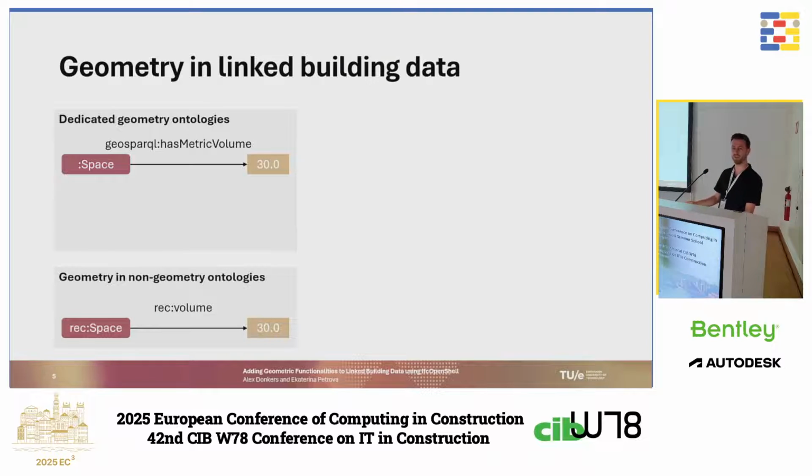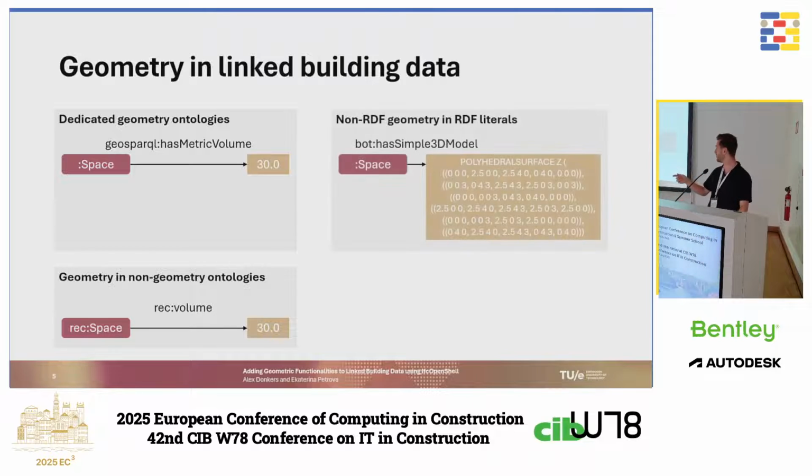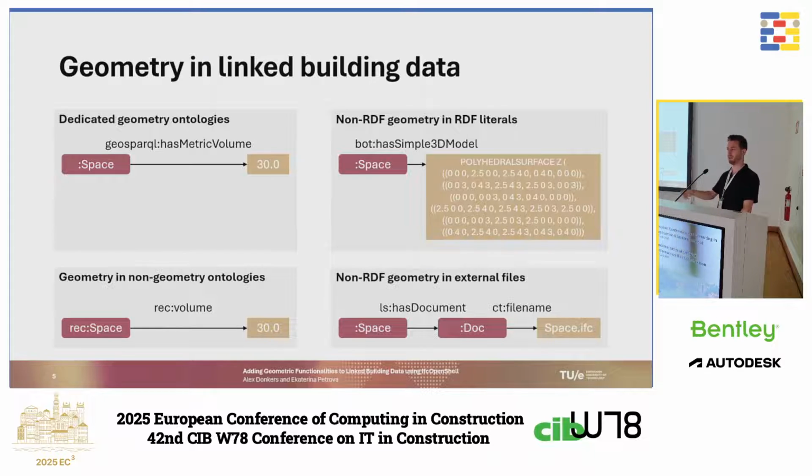One is non-geometry ontologies that also have geometrical concepts. For example, real estate core is not per se geometrical, but they have this volume thing. We can put non-RDF geometry, such as in this case well-known text, in RDF literals. And we can, in the RDF graph, refer to files. So we can say, we don't have geometry in the graph, but it's there in that IFC file, right?